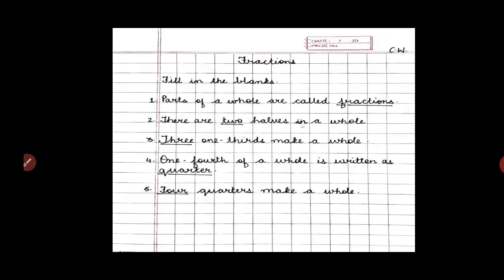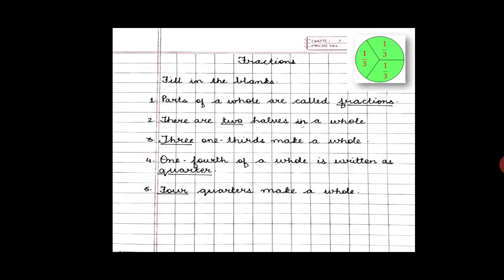So, let's read some fill in the blanks which you have to do in your notebook. The first one is parts of a whole are called fractions. Second, there are two halves in a whole. As we just discussed, how many parts? There are two halves in a whole. A whole has two halves. Next, 3 1/3 make a whole.